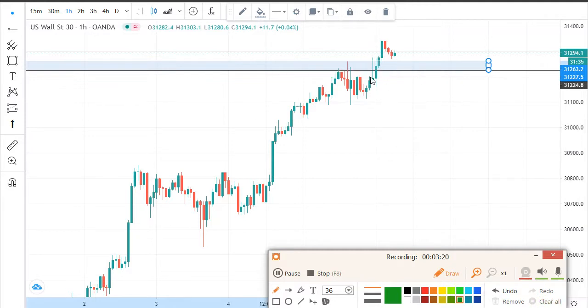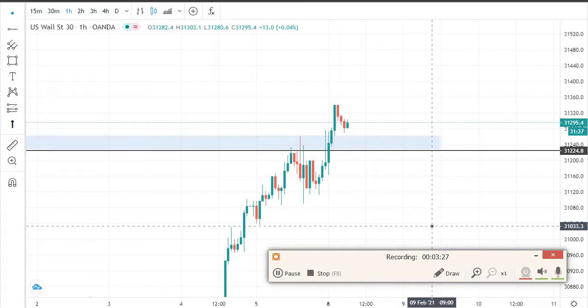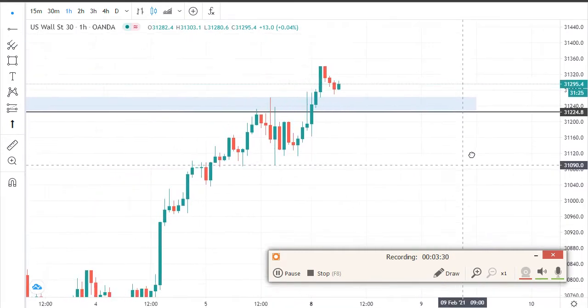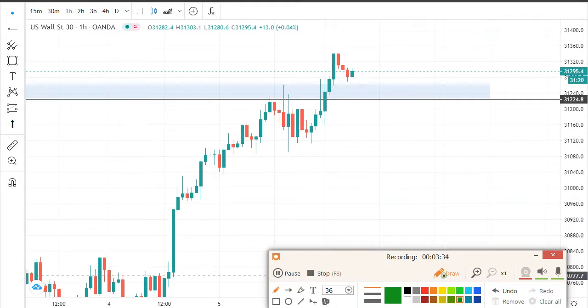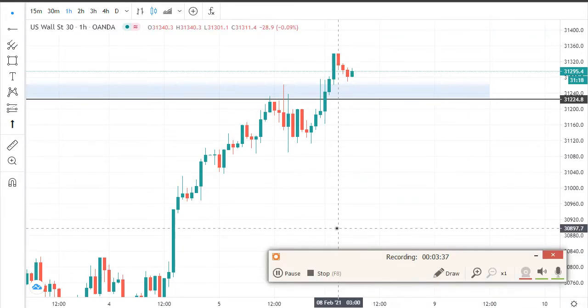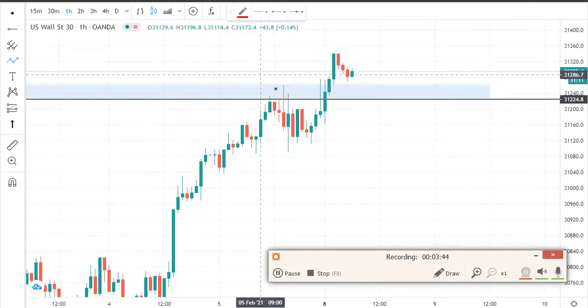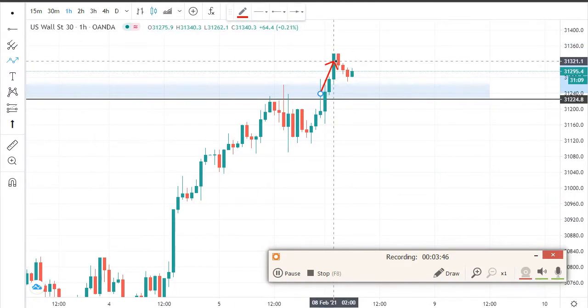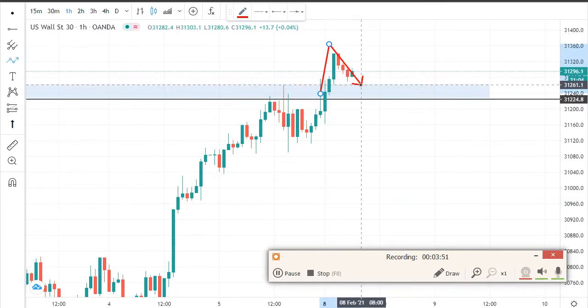So the market already broke our resistance, which means we expect to buy. You see, already the market broke the resistance, so we expect to buy. But we don't just buy just because the market broke our resistance. So what we do, we wait for it to break. Already it broke our resistance. It has to come back here around this zone.